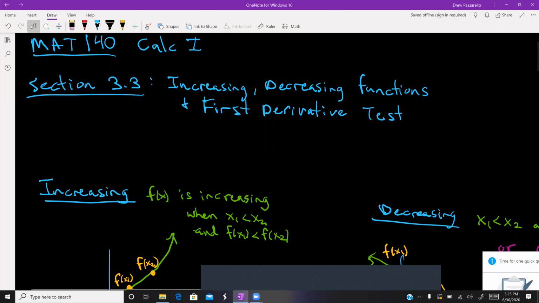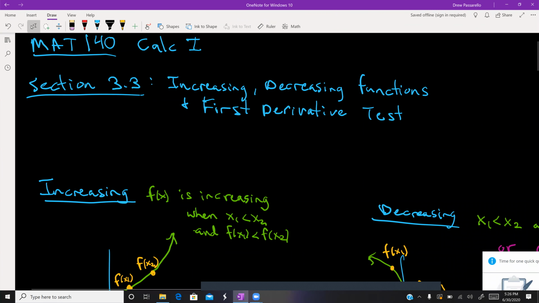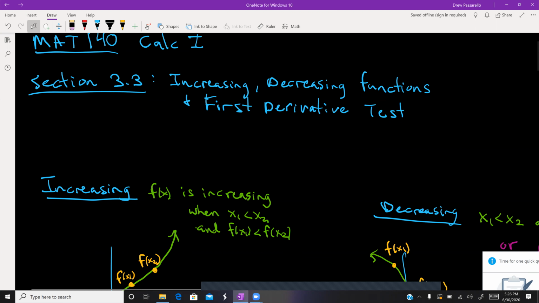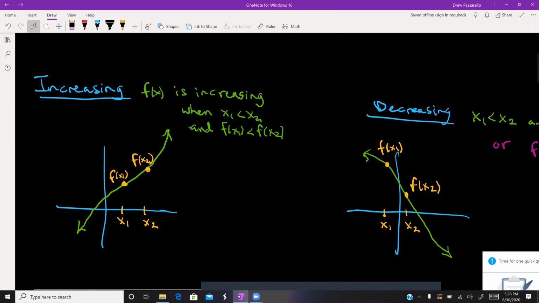All right, so we're starting section 3.3, and this first video is going to cover the concepts, and the following videos will be examples. So the concepts for this section are increasing, decreasing functions and the first derivative test. And we're familiar with increasing and decreasing functions. So I drew a picture.